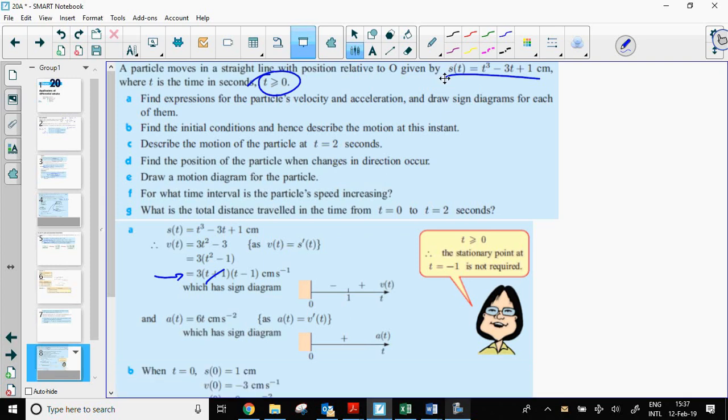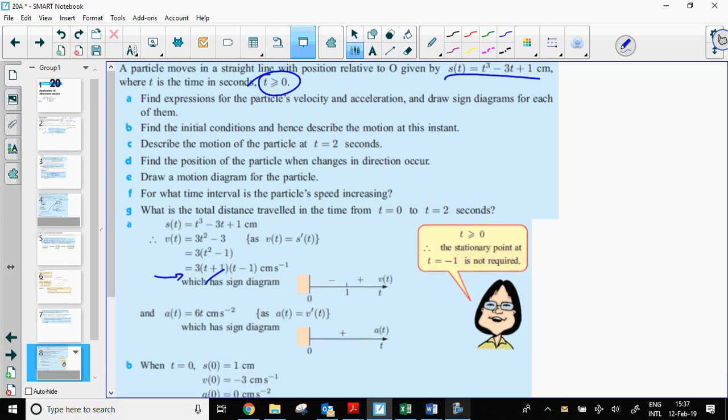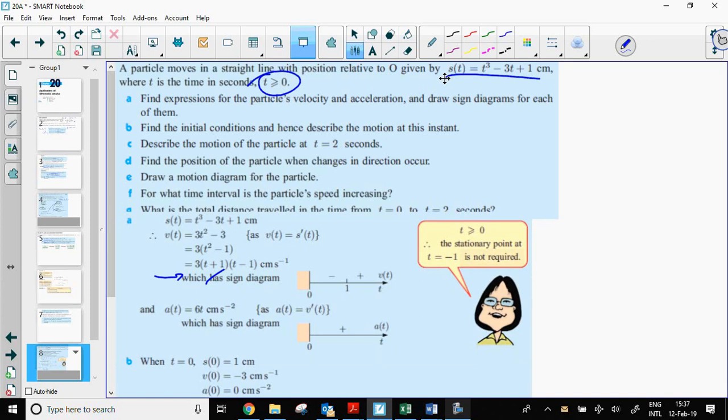Easy to calculate. Oh, doesn't quite fit on the screen though. There we are. So it starts at 1 centimeter. So this one's not starting at the origin. Its velocity is negative 3. It's starting 1 centimeter to the right of the origin, and it's initially moving to the left. Its velocity is negative.